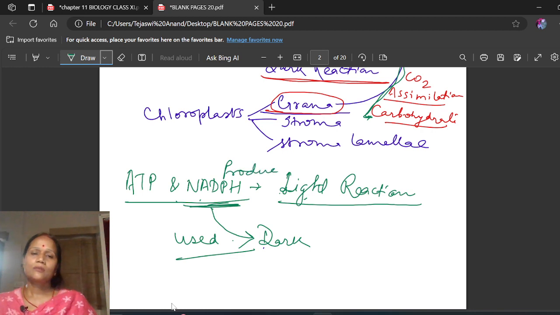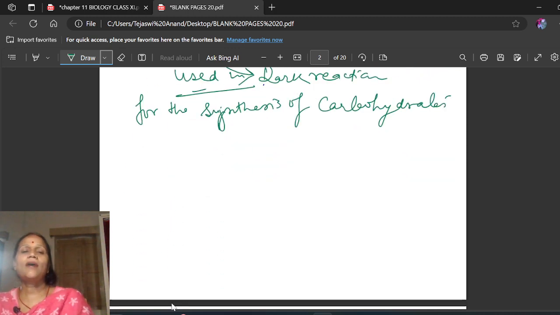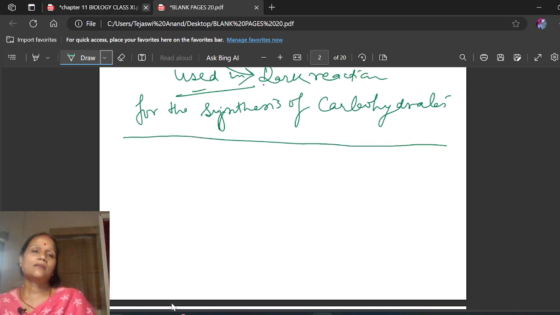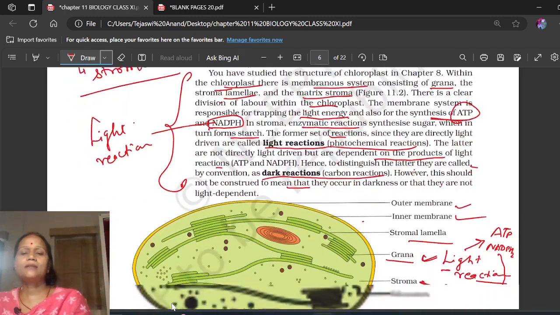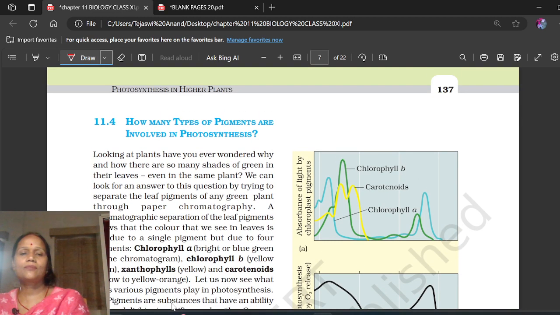Produced as a product of light reaction, but used in dark reaction for the synthesis of carbohydrates. So this is the final thing that we have studied today, light reaction and dark reaction. If you come to the book, we understand it, light reaction and dark reaction. Next day we shall discuss more about different types of pigments which are involved in photosynthesis.